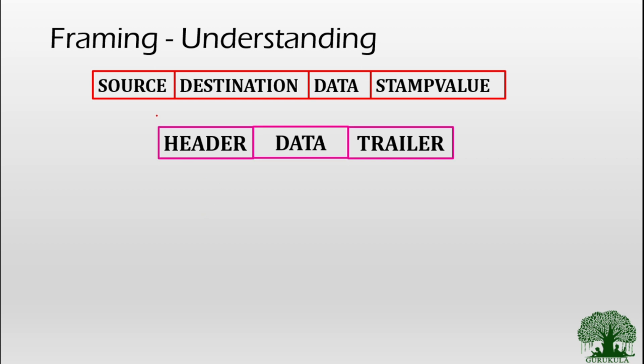See, when I combine the source address and destination address together, it can be called a header field, and then we have the actual data which has to be transmitted, that is what we call the data field, and then any stamp value or any redundant information which is used for any purpose, we call it the trailer. So we are adding some information in front of the data bits, and some information at the back of the data bits. So this process of adding the header and the trailer field is what we call framing.